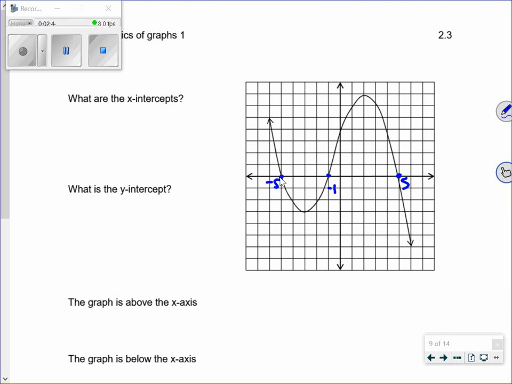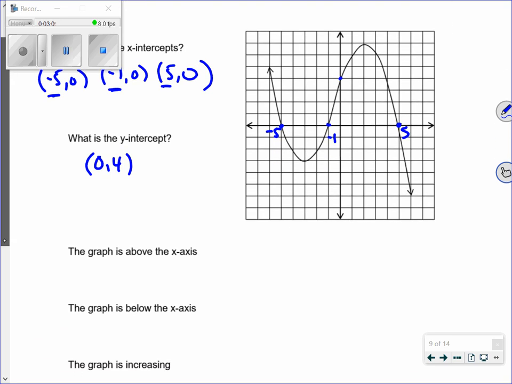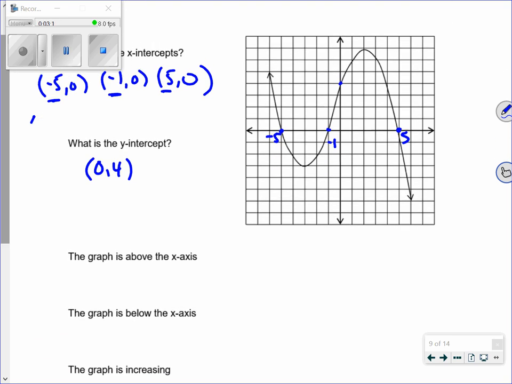There are 3 of them. I'd like you to write them as points. -5, 0, -1, 0, and 5, 0. And then the y-intercept is right up here, 1, 2, 3, 4. And we want to write that as 0, 4. Now these numbers, the x-intercepts, are going to be the numbers that we use down here to talk about above and below. They're going to come down here and get used in this.